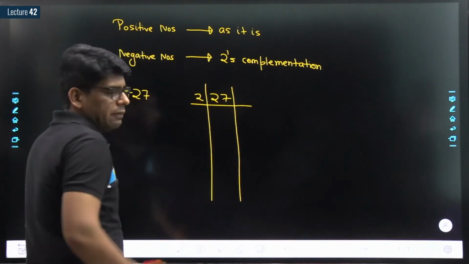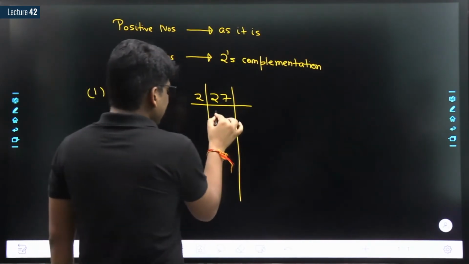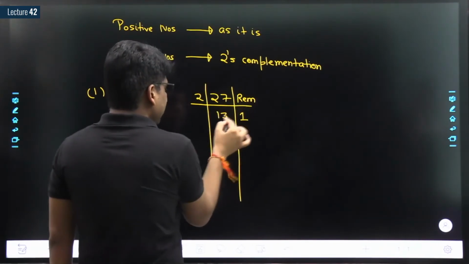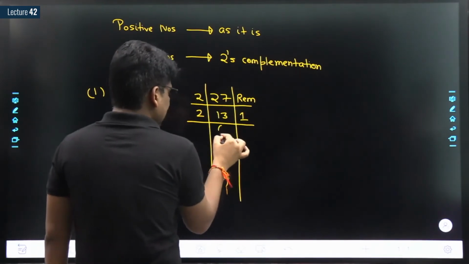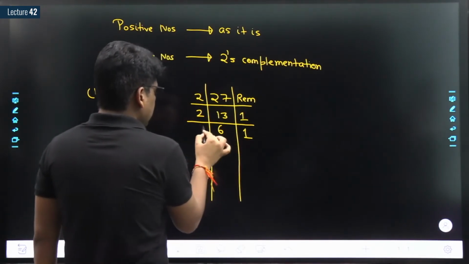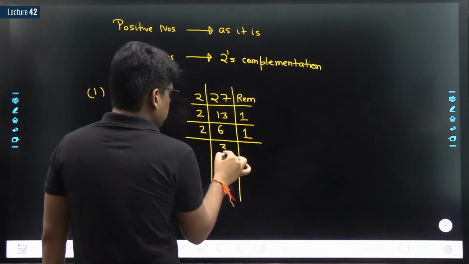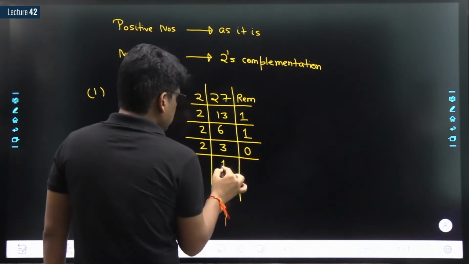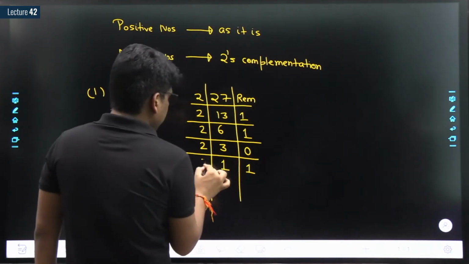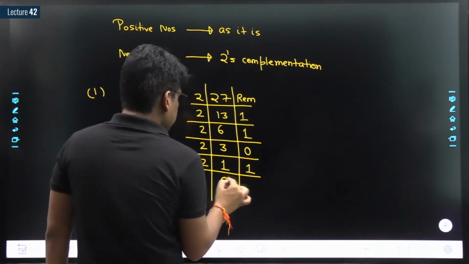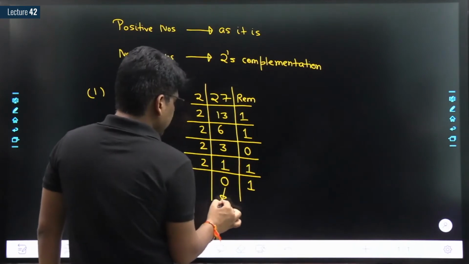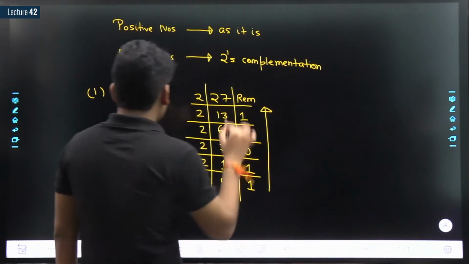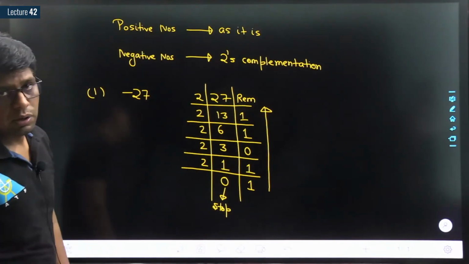So, let me divide. Sir, 13 times is 26 and 1 is the remainder. When I divide this 13 by 2, 6 times is 12 and the remainder is 1. When I divide this 6 by 2, quotient is 3 and the remainder is 0. When I divide this 3 by 2, the quotient is 1 and the remainder is 1. When I divide 1 by 2, the quotient becomes 0 and the remainder is 1. We need to stop because the quotient becomes 0. So this is the binary equivalent for 27.